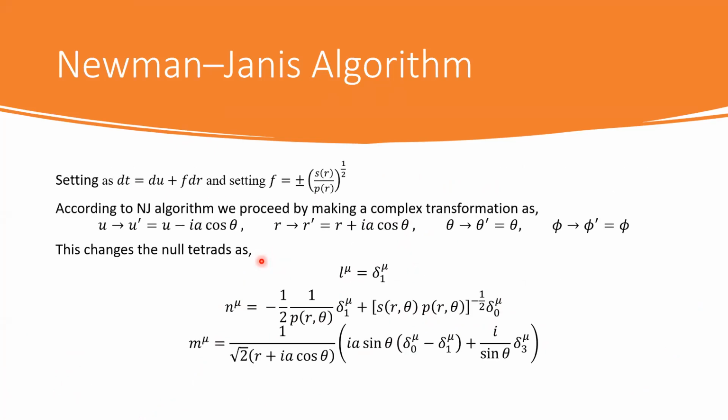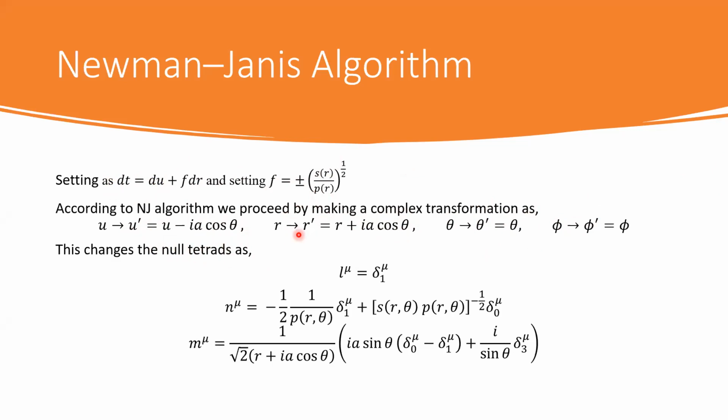After that, we make a coordinate transformation and write du as dt minus f dr, where f is of this form. Then we make a complex transformation where u' is u minus ia cos theta, r' is r plus ia cos theta, and theta' and phi remain the same. We just represent the prime so as to keep similar notations.